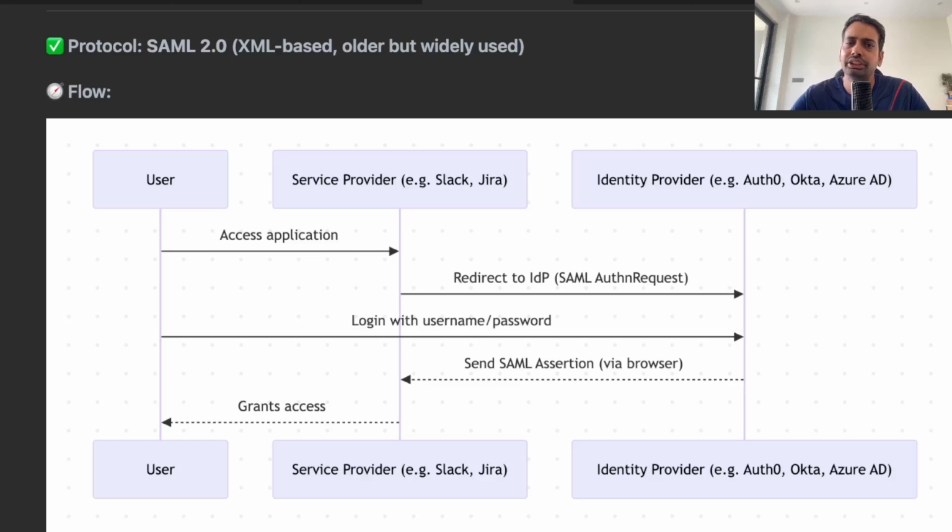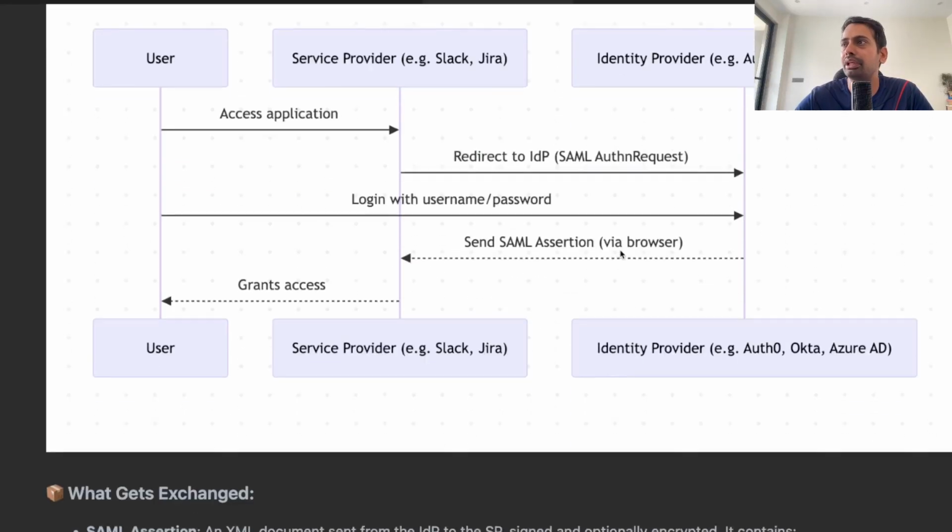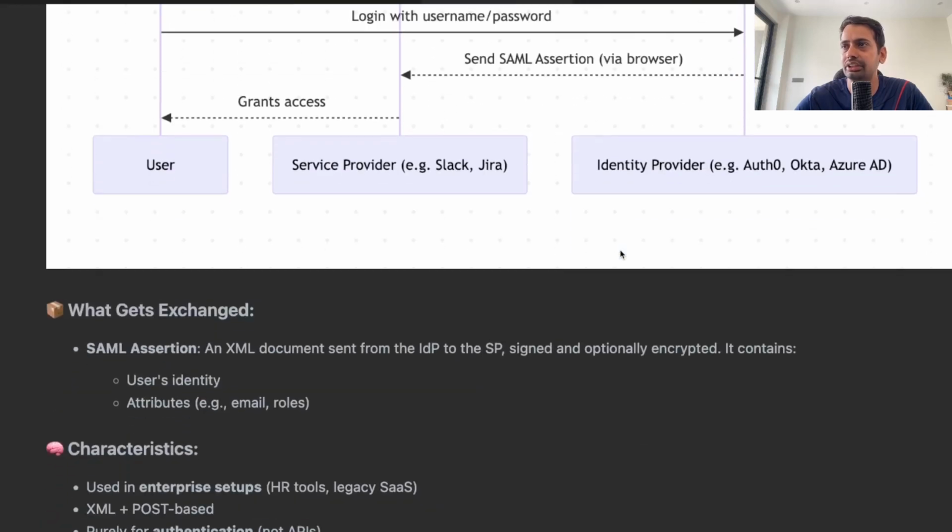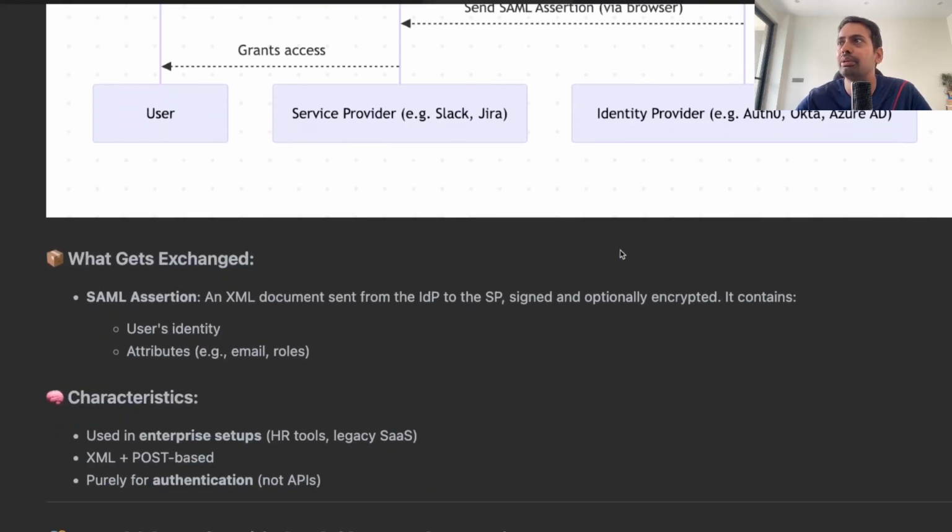Hi everyone, so these are the two diagrams which I'm using to explain SSO with SAML and SSO with OIDC. I mean, we have already explained this. The major difference between SAML and OIDC is that it uses a SAML assertion, which is an XML-based document, which contains the user identity.